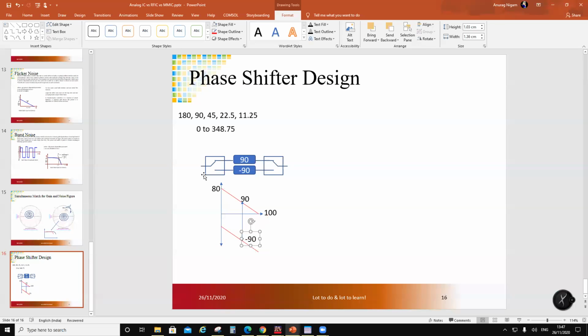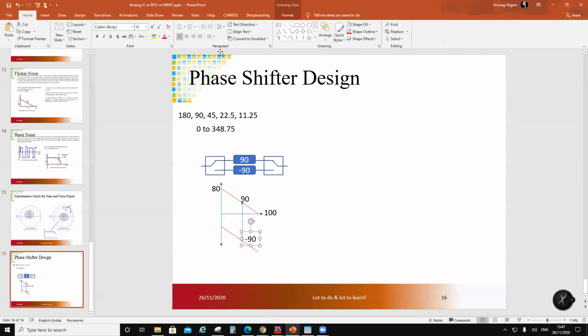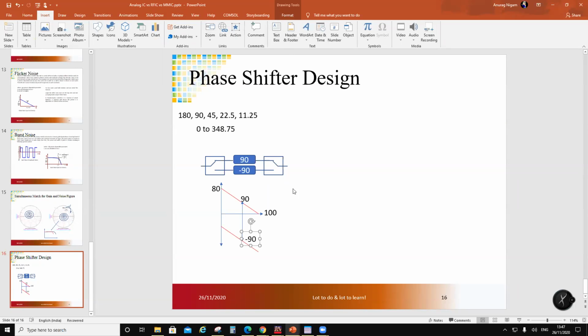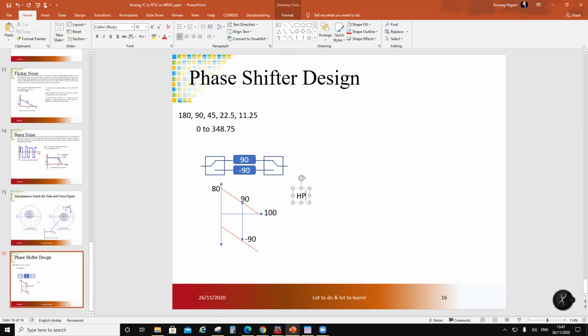So the total gap here is 180. Now between the two paths, everywhere the gap is 180. One side is a low pass side, the other side is a high pass side. So this would be called a high pass, low pass element.